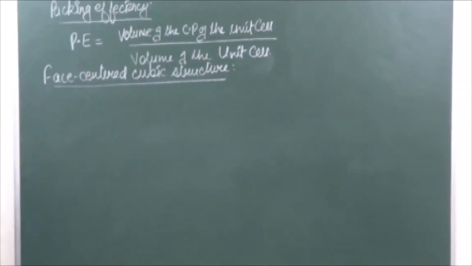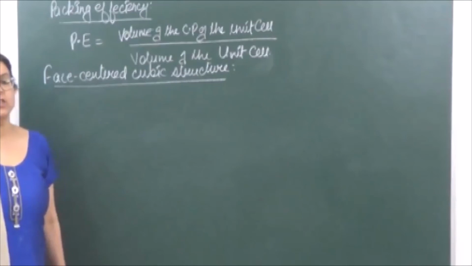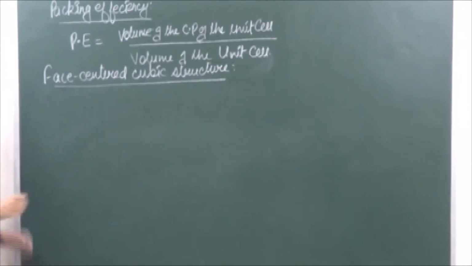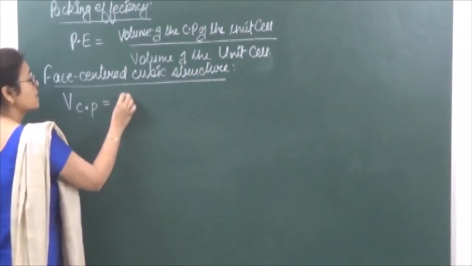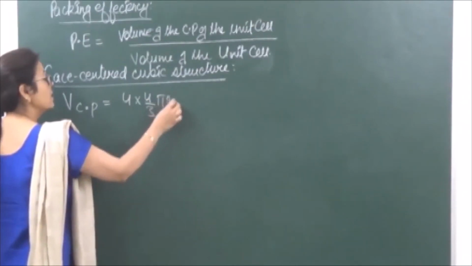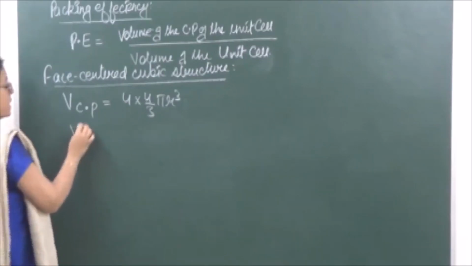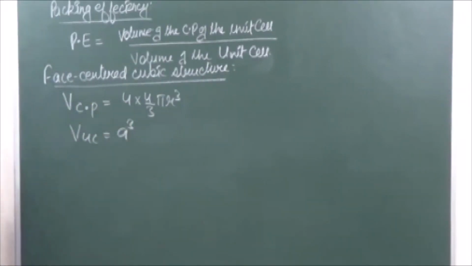face-centered cubic structure. Let's now calculate the volume of the constituent particles. In the face-centered cubic structure, there are 4 constituent particles in the unit cell. So the volume of constituent particles will be 4 into 4 by 3 pi r cube. Volume of the unit cell, that is equal to a cube.